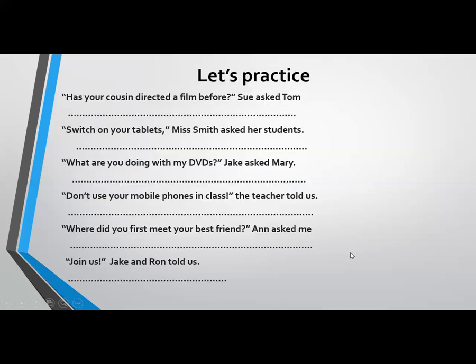Let's practice together. Here you can find some examples of questions and orders, and let's try to change them into reported ones. "Has your cousin directed a film before?" Sue asked Tom. Remember how we begin the reported question? Sue asked Tom if his cousin had directed a film before.